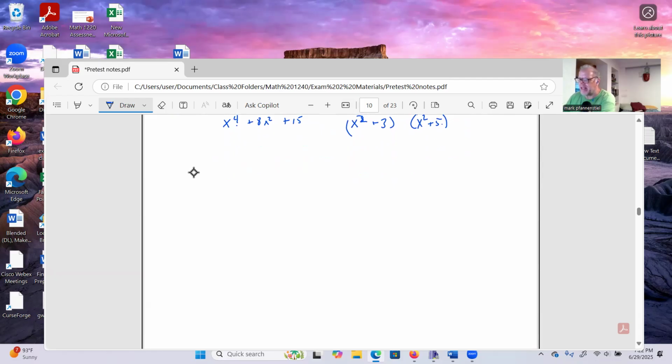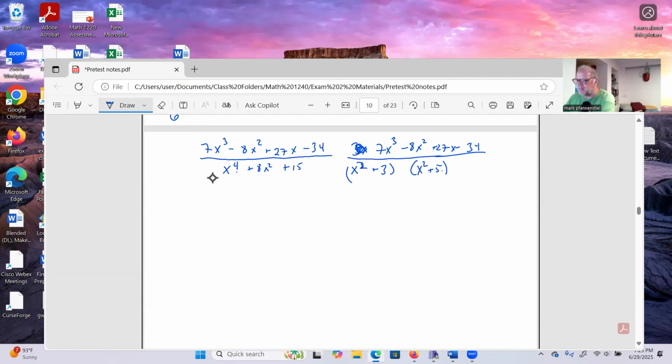So we're going to set this thing up to be equal to, and I have a 7x cubed minus 8x squared plus 27x minus 34 over my denominator. And we're going to say that that's going to be ax plus b over x squared plus 3, and we have cx plus d over x squared plus 5.